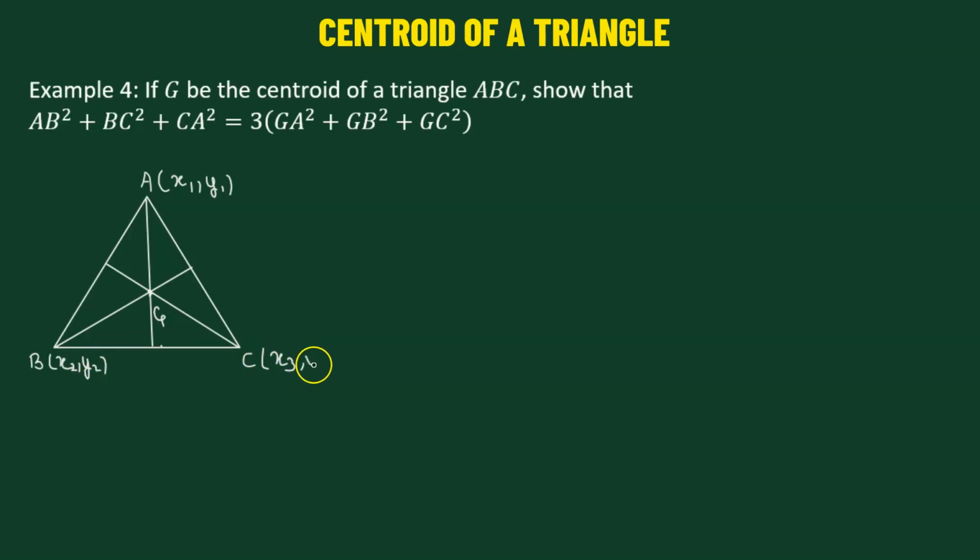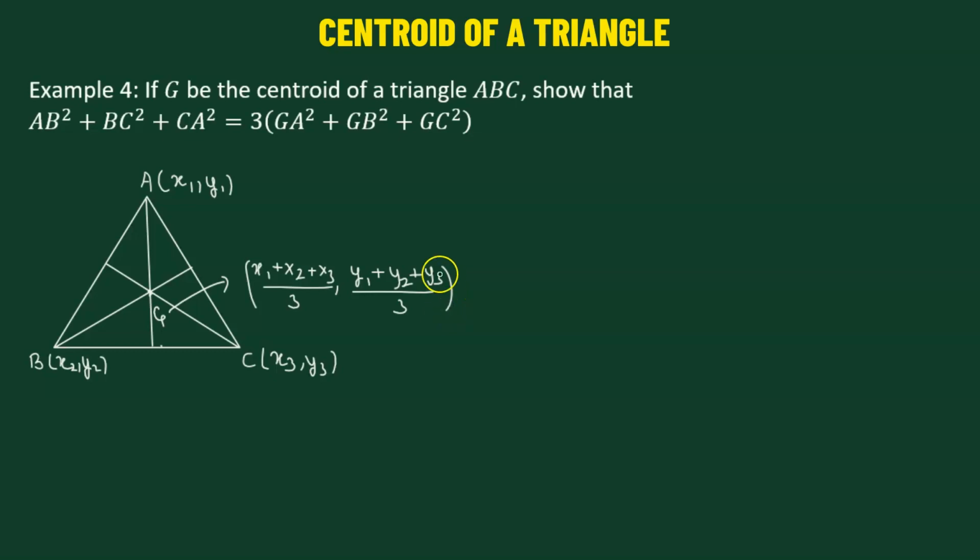x3, y3. Fine. Now, by definition, the coordinates of G are going to be (x1 + x2 + x3)/3 for the x coordinate, and the y coordinate will be (y1 + y2 + y3)/3. Fine.